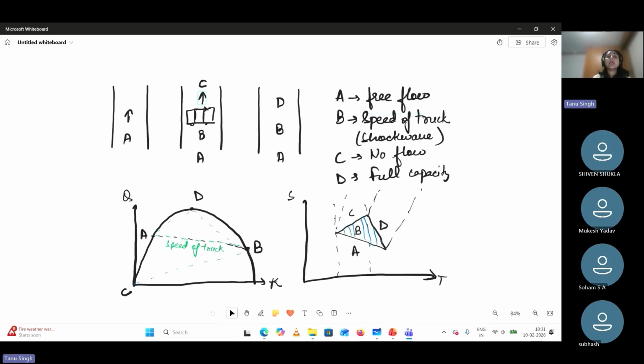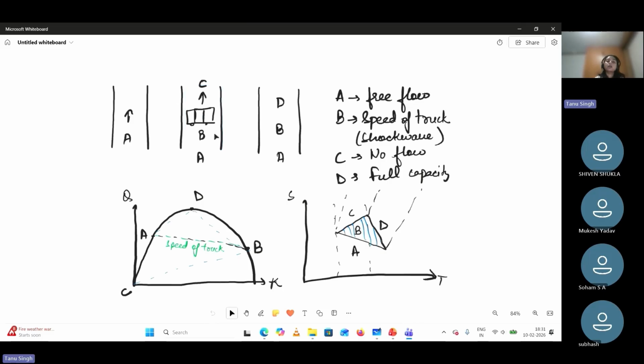Then a truck enters, for example, here at the intersection, and no vehicle can overtake this truck. Then all the vehicles coming to this road have to reduce their speed to make it equal to the speed of the truck. So this was condition A, where the vehicles were coming to this road at free flow condition. Then all the vehicles just before the truck reduce their speed from A to D, equal to the speed of the truck.